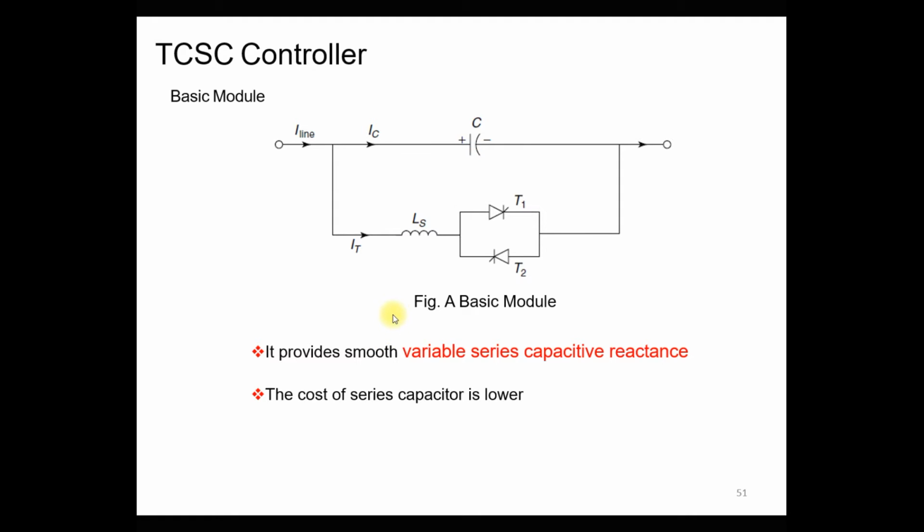As we already studied in the conventional methods of voltage control, we provide series capacitors and also shunt capacitors. Compared to the shunt capacitor, the series capacitor is more economical. For the same rating of reactive power requirement, the shunt capacitor needs to be 3 to 6 times larger than the series capacitor. So ultimately the cost of the series capacitor is less compared to the shunt capacitor.